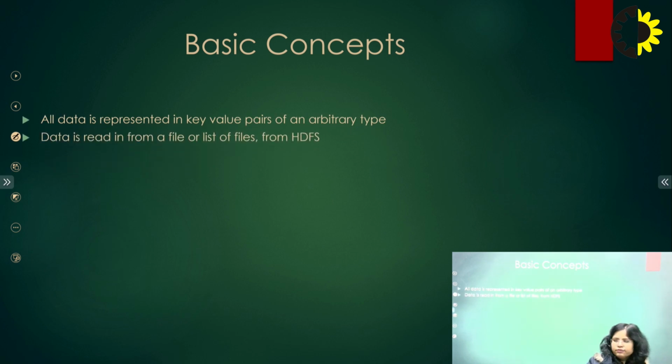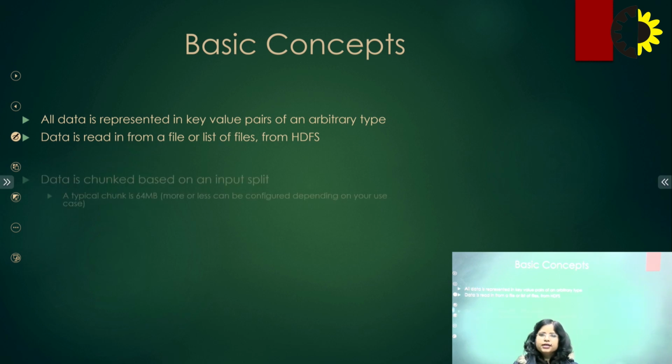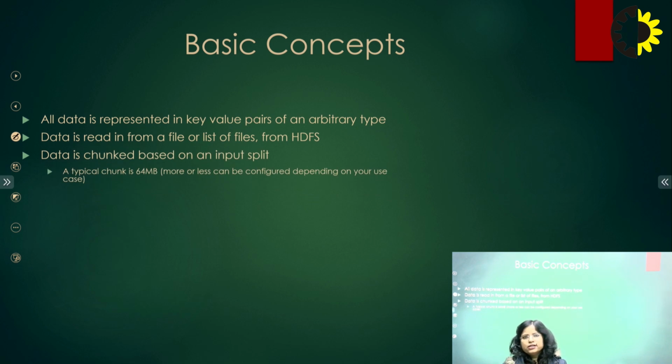So till now we know that all the data in MapReduce is in the form of text, or in the form of key-value pairs. The key is any word and the value is the frequency of that word, and it is of arbitrary type. Data is read from a file or list of files from HDFS, the Hadoop Distributed File System, and first we split this data with the help of a splitter.